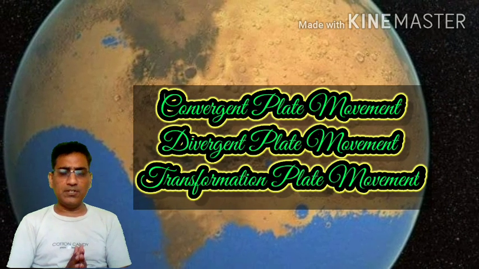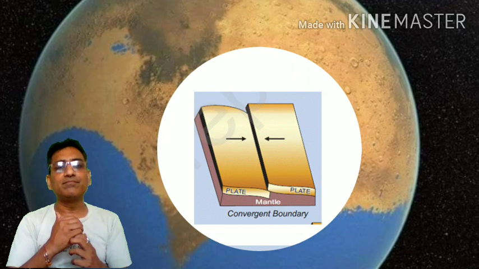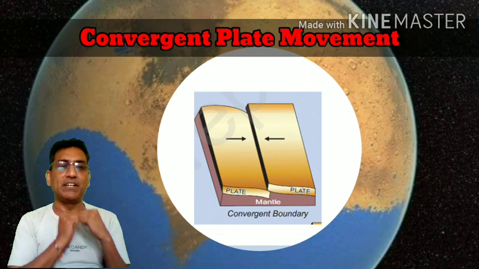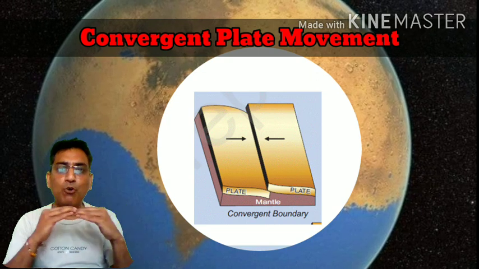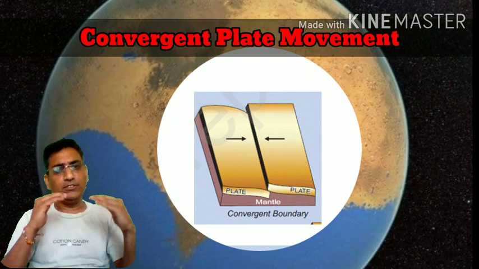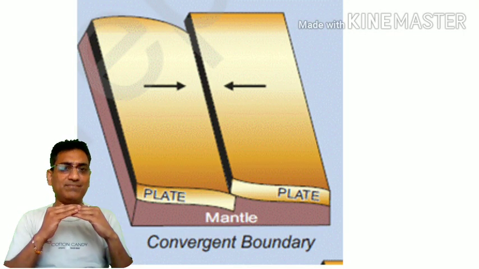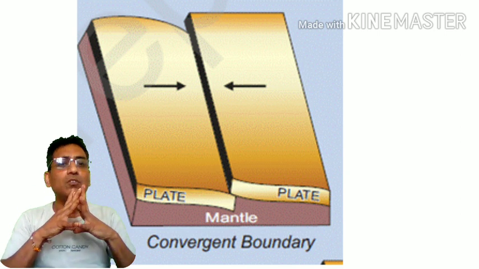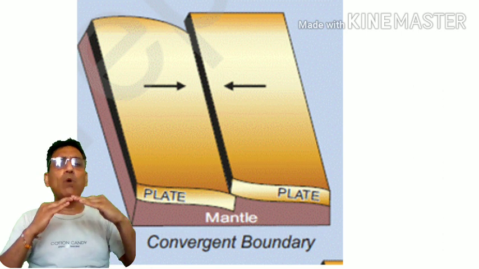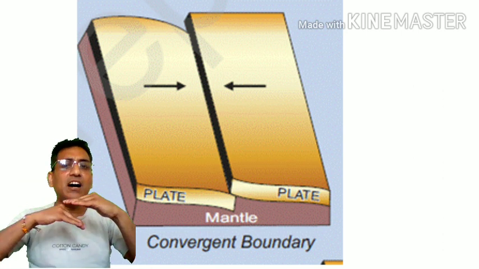Now children, when the plates move towards each other, we call it the convergent plate movement. They form the convergent boundaries. In many cases, when 2 plates come together, they may collide, they may crumble, or maybe one plate may slide under the other.